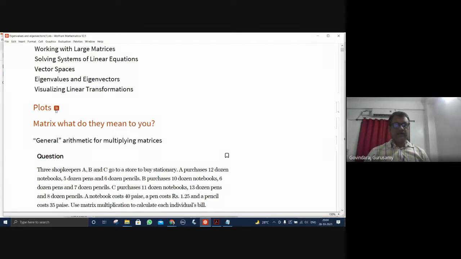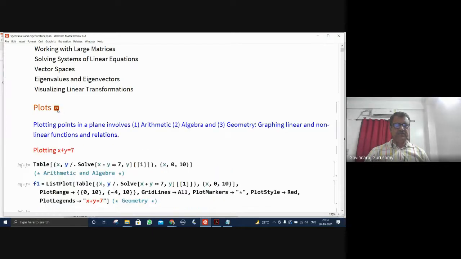I have shown some plots which you can practice, which I have closed now by clicking these cells. But I just wanted you to think about this: plotting a point in a plane involves arithmetic, algebra, and geometry. These are very closely linked to matrices also. Graphing linear and nonlinear functions and relations, that can also be seen.